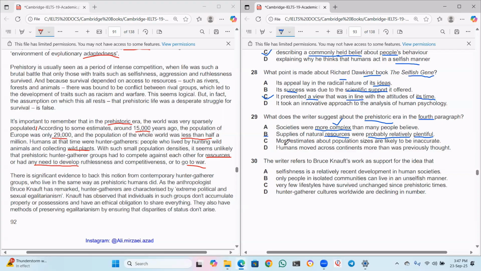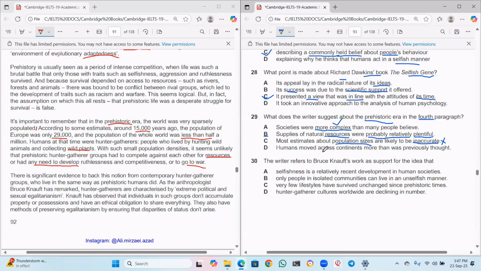Most estimates about population sizes are likely to be inaccurate. Where does he talk about the population size here? Europe was 29,000 and the rest of the world was half a million. See, if they gave it in the paragraph, then that should be a fact, right? But here he says estimates about the size are likely to be inaccurate. Anywhere in the paragraph, did he say that the estimates are inaccurate? No, right? So this cannot be the answer easily.